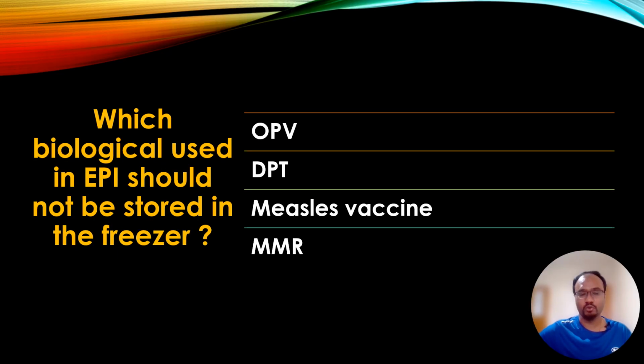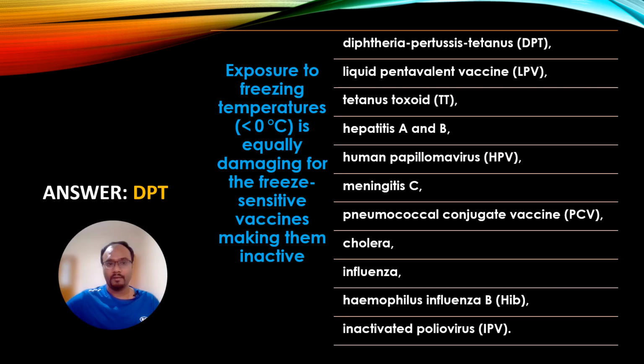Which biological used in expanded program of immunization should not be stored in the freezer? And the options are OPV, DPT, measles vaccine, MMR vaccine. And the correct answer is DPT vaccine. So exposure to freezing temperature is equally damaging as exposure to high temperature for freeze sensitive vaccines, which makes them inactive.